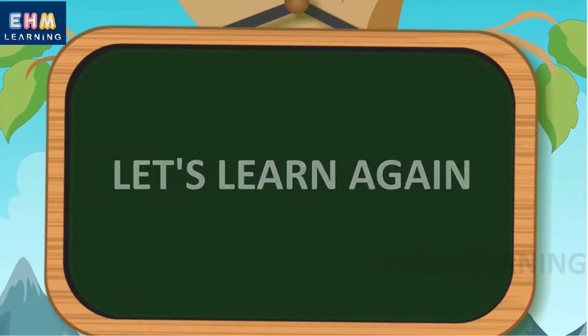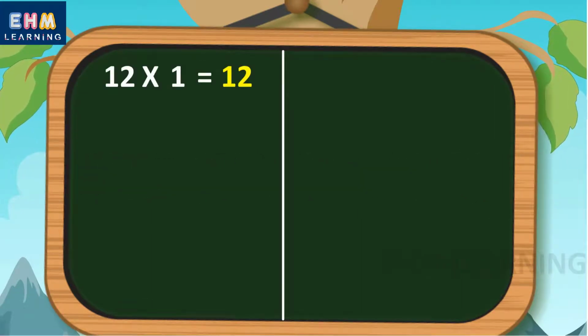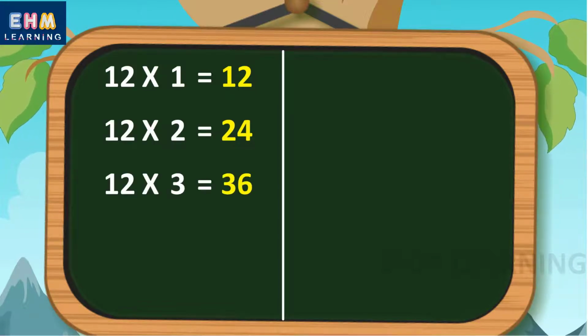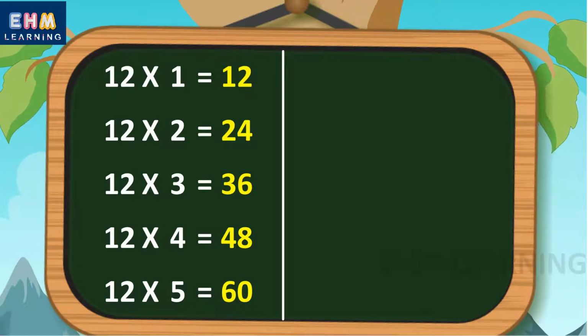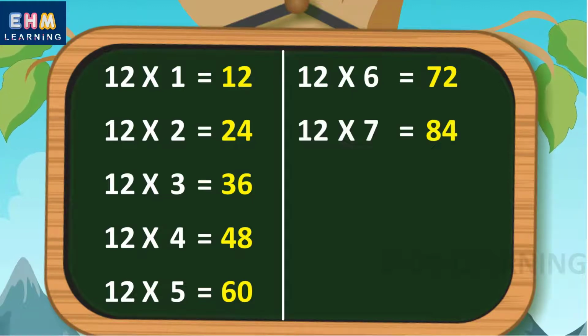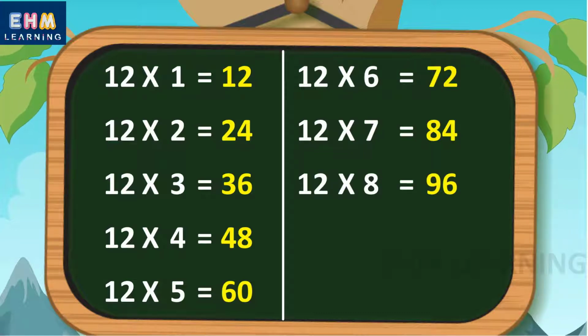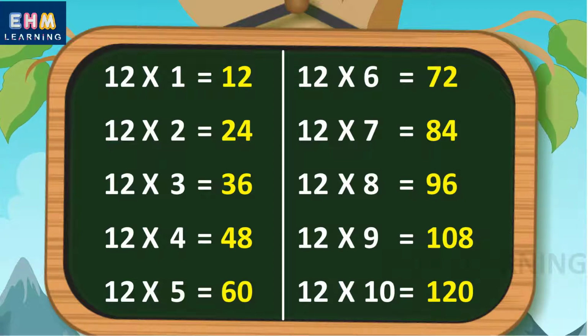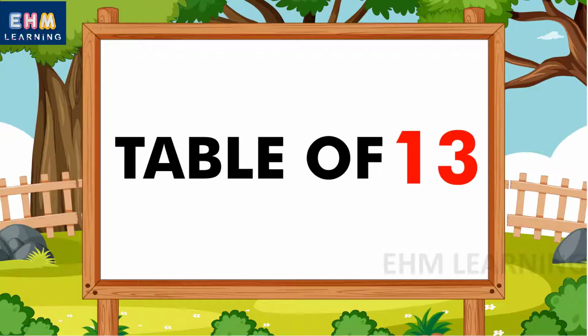Let's learn again. 12 ones are 12. 12 twos are 24. 12 threes are 36. 12 fours are 48. 12 fives are 60. 12 sixes are 72. 12 sevens are 84. 12 eights are 96. 12 nines are 108. 12 tens are 120. Table of 13.